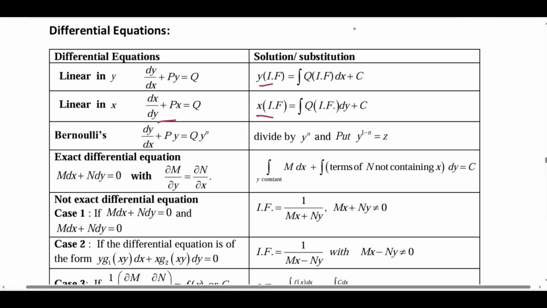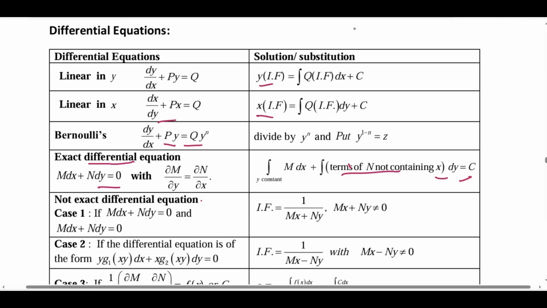Then Bernoulli's equation will be dy by dx plus Py equals Q y to the power of n, where we divide by y to the power n and put y to the power of 1 minus n equals z. Then exact differential equations: M dx plus N dy equals 0, where dou M by dou y equals dou N by dou x. The solution is the integral of M dx keeping y constant, plus the integral of the terms of N not containing x dy, equals c. Then for non-exact differential equations you have M dx plus N dy equals 0.